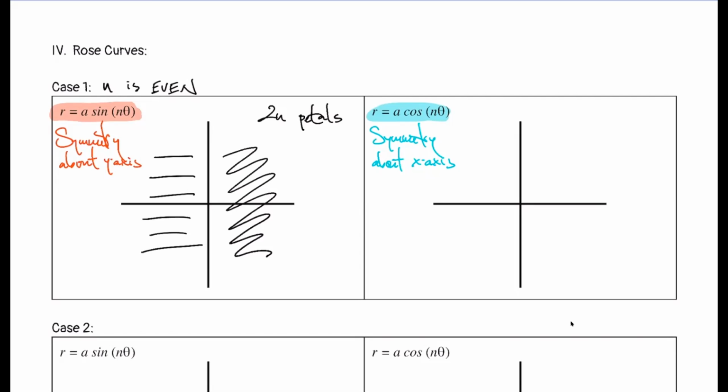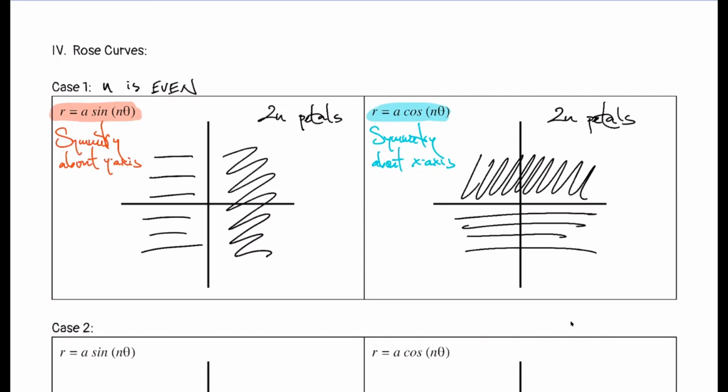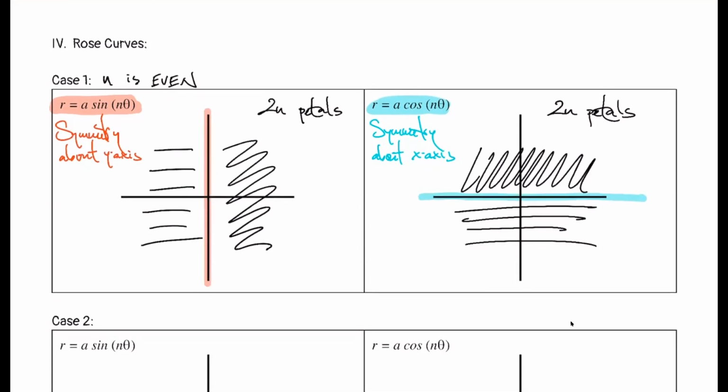Now, if n is even and it's cosine, the only thing that changes is we're still going to have 2n petals, but our symmetry is going to be across the x-axis. So our lines of symmetry are just different, but either way, we'll have twice as many petals as the number in the equation. The last thing I want us to write down is that a equals the petal length. That number a is how long the petal is.